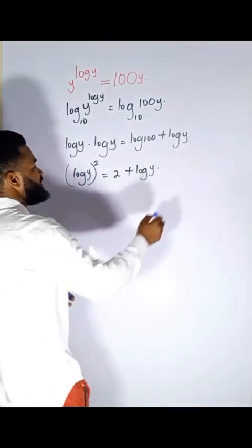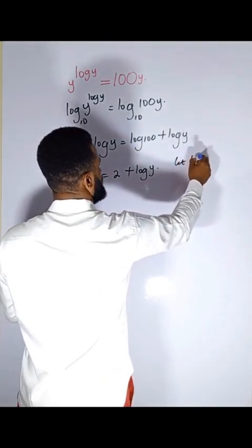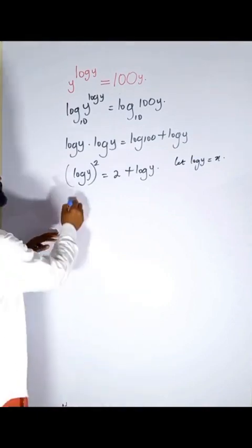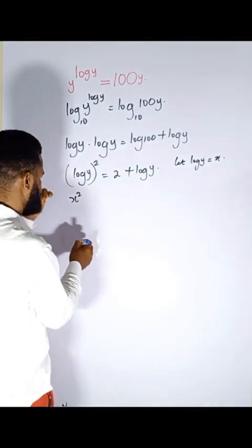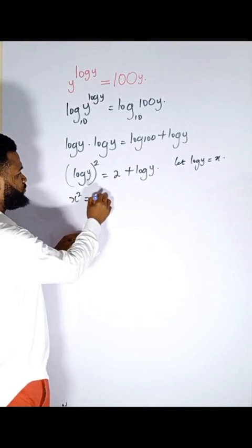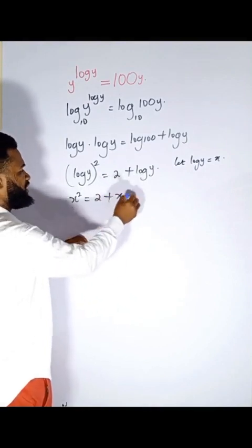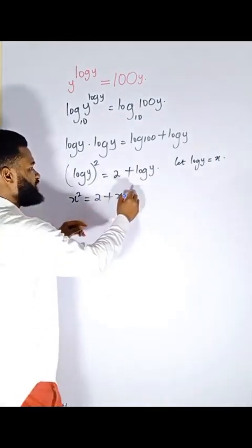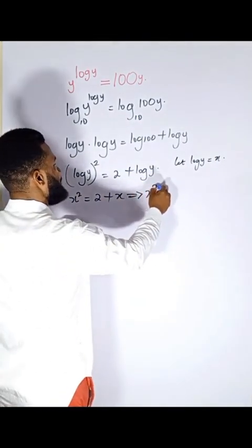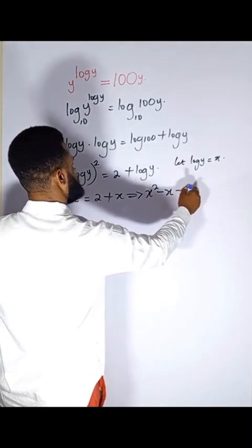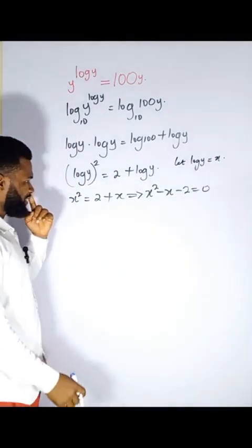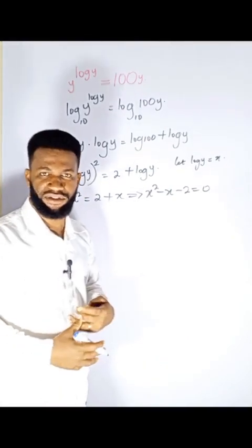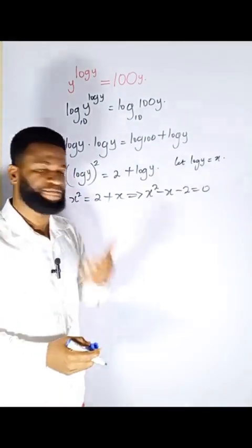So I'm going to say let log y be x. So I'm going to have x squared, which is equal to 2 plus x. So I'm going to solve the quadratic equation. This implies that x squared minus x minus 2 is equal to 0. Am I right? Okay, that is fine. So we're arranging it in the form of a quadratic equation for us to be able to solve it.